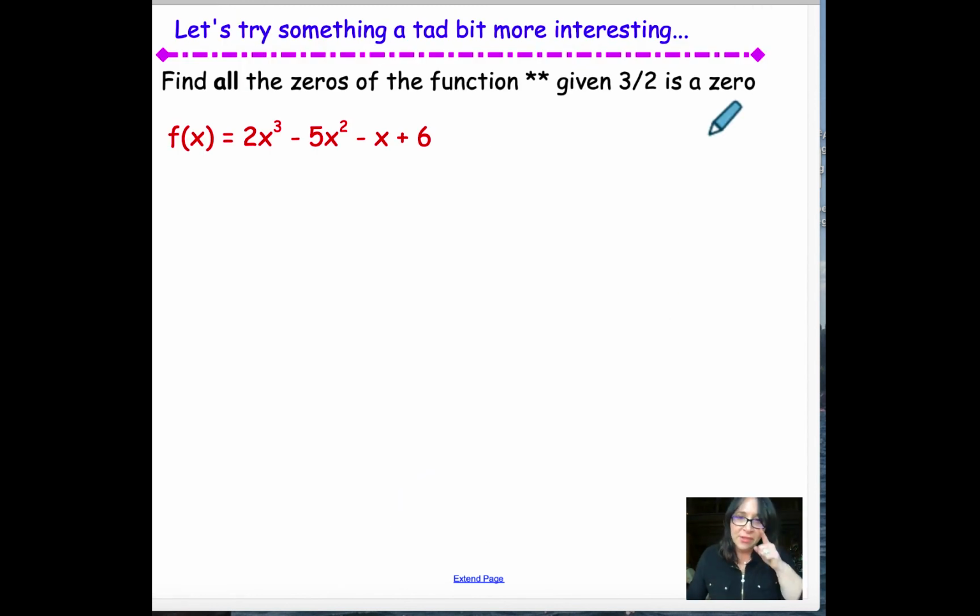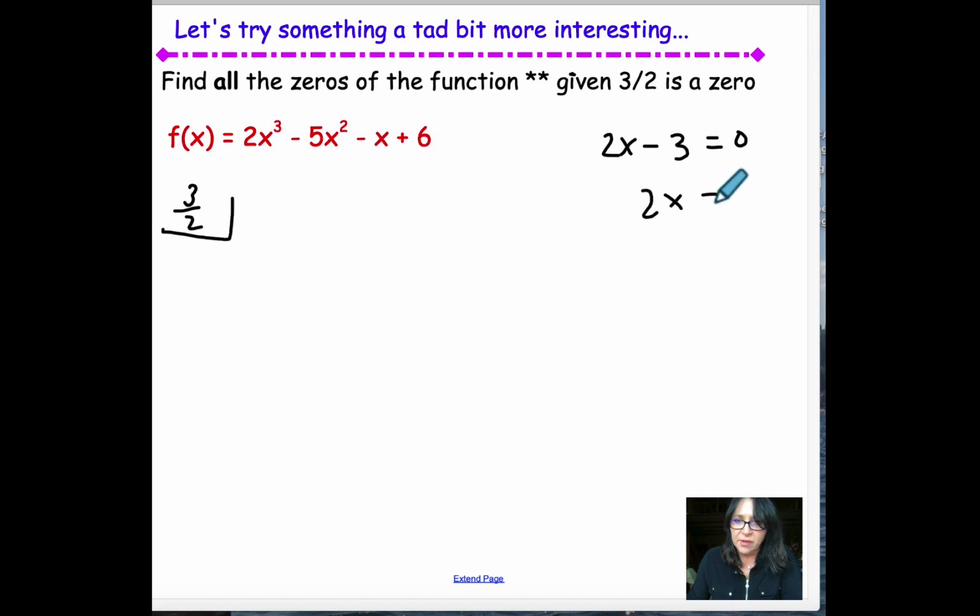Okay, so the last problem that we're doing here is this. And this is just a little bit different, and I am giving you this value at 3/2. So I want you to understand that if this was set equal to 0, if I were to plug in 3 over 2 as a zero, think about what that means. That would be like 2x minus 3 equals 0, so 2x equals 3, and then x equals 3 over 2.